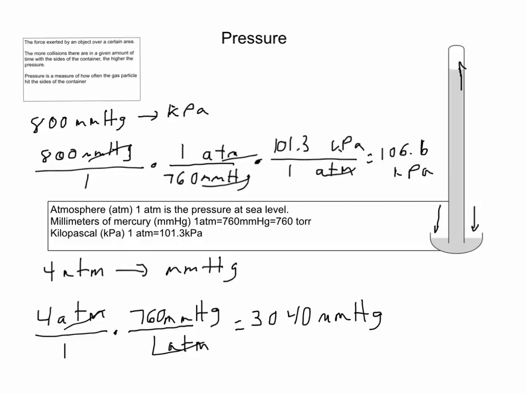And just so you know, the most common unit that you are going to see in chemistry is going to be the atmosphere. This is the most used one, so oftentimes you will have to convert to the atmosphere from some other unit.